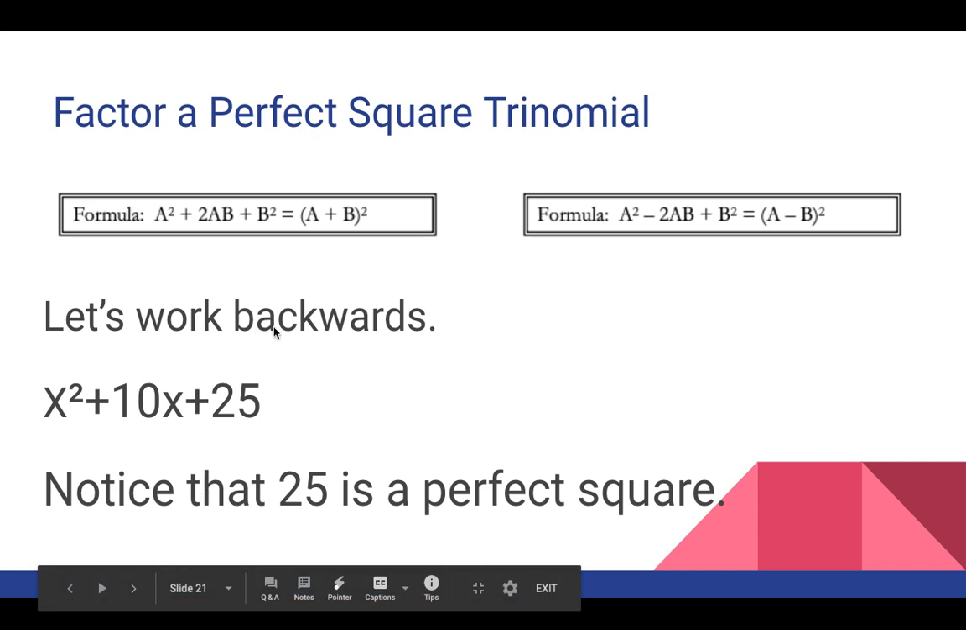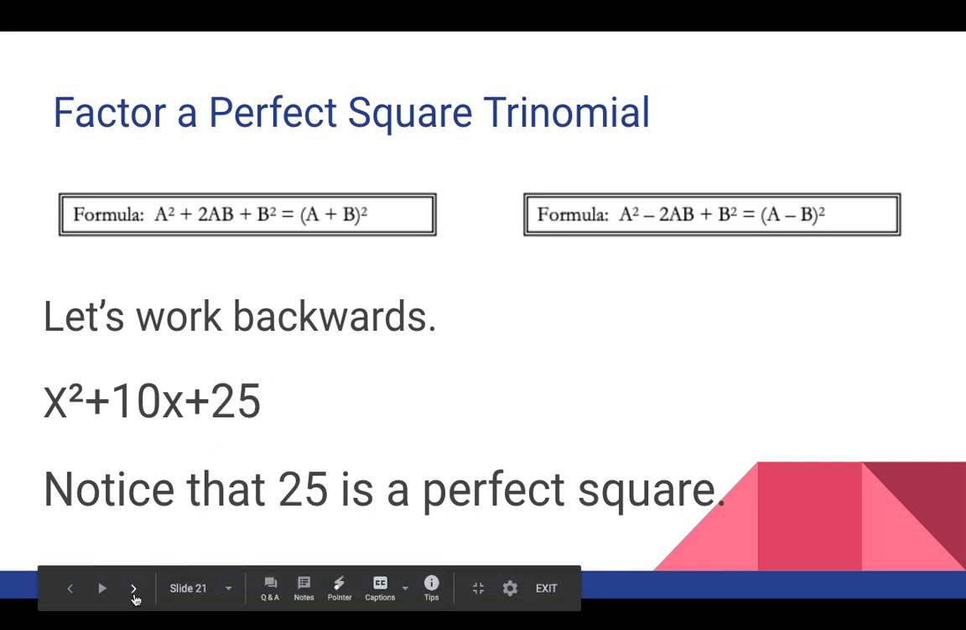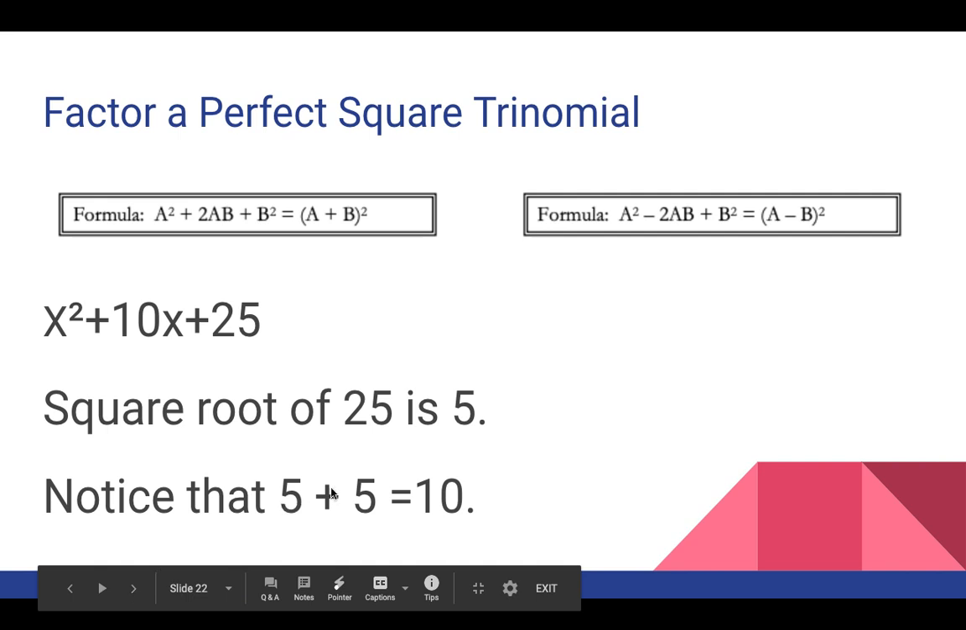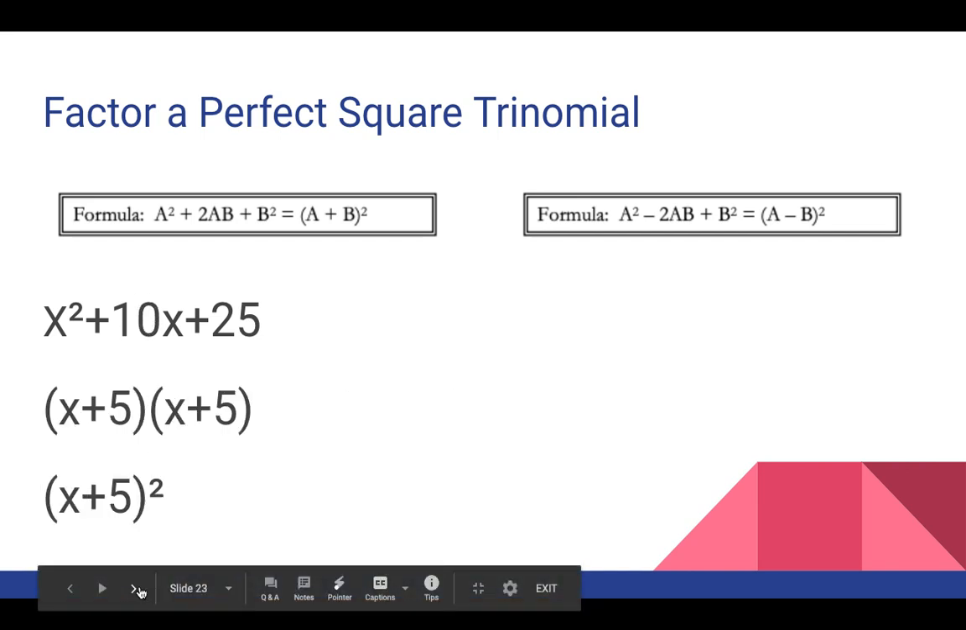Now, let's work backwards. 25 is a perfect square. So the square root of 25 is 5. 5 plus 5 is 10. So if we wanted to factor x squared plus 10x plus 25, we know that this is a perfect square and that two of the square roots add up to that middle term. So for that reason, it's x plus 5 times x plus 5, which is x plus 5 squared.